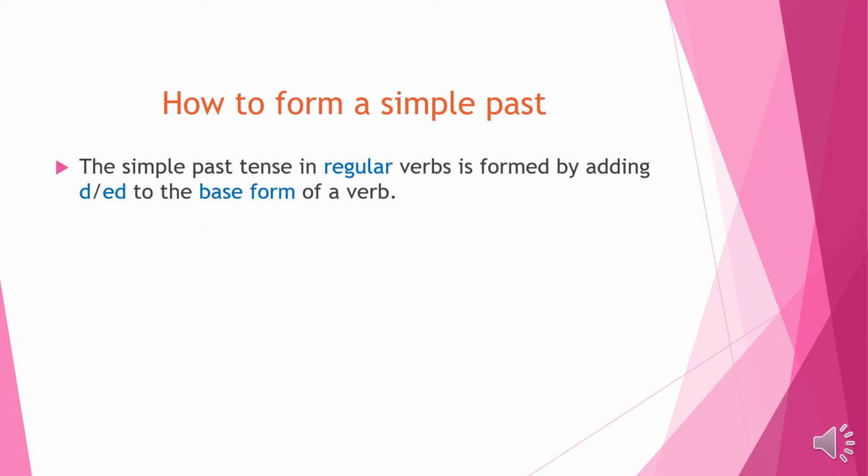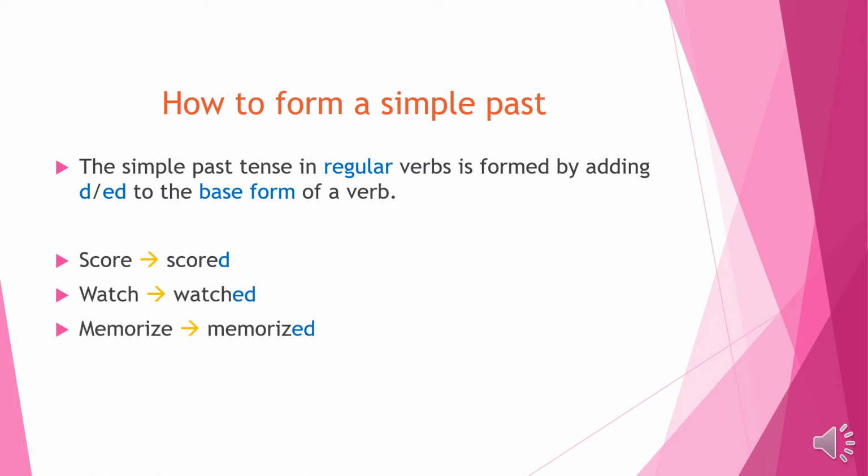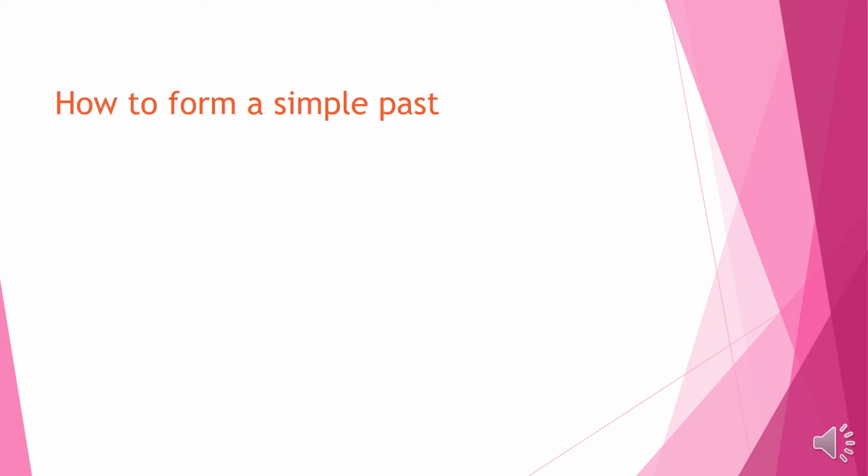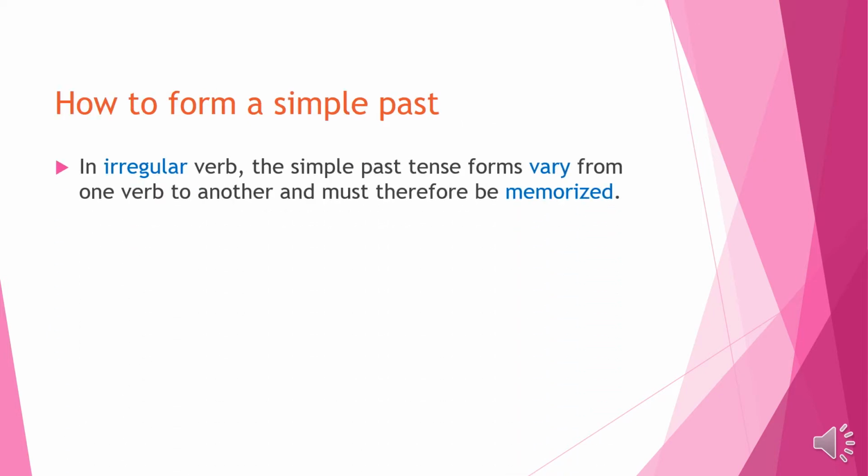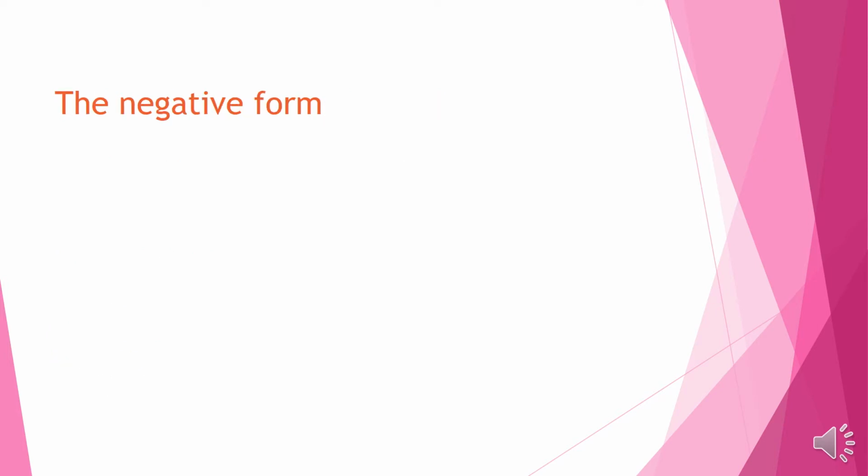The simple past tense in regular verbs is formed by adding "d" or "ed" to the base form of a verb, like score, scored, watch, watched, memorize, memorized. In irregular verbs, the simple past tense forms vary from one verb to another and must therefore be memorized. For example, sleep, slept, run, ran, sit, sat, and eat, ate.